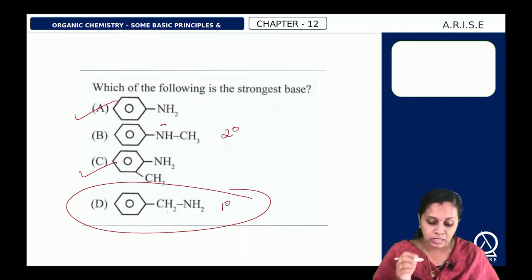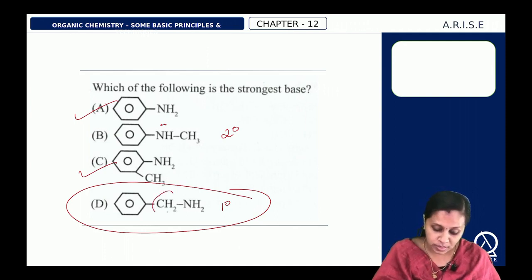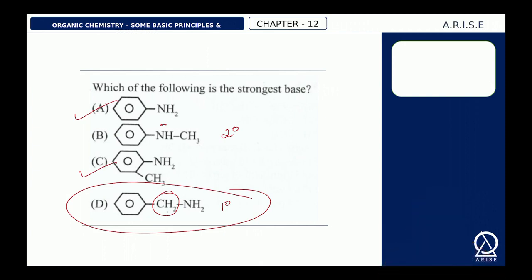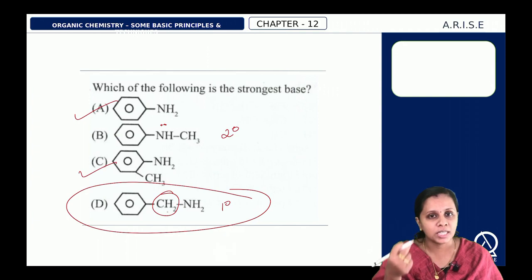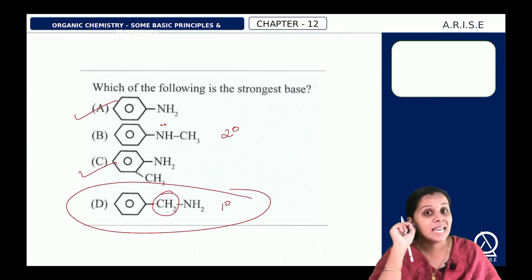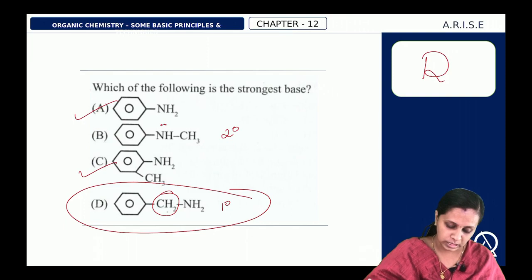But in option D, it is a primary amine, it is not an aniline derivative. Here the NH2 group is directly attached to the CH2 group, which has an electron donating effect, thereby increasing the electron density on nitrogen, therefore the nitrogen can donate the lone pair, therefore it is the strongest base. So option D is an amine, it is not an aniline derivative. So it is option D. Okay.